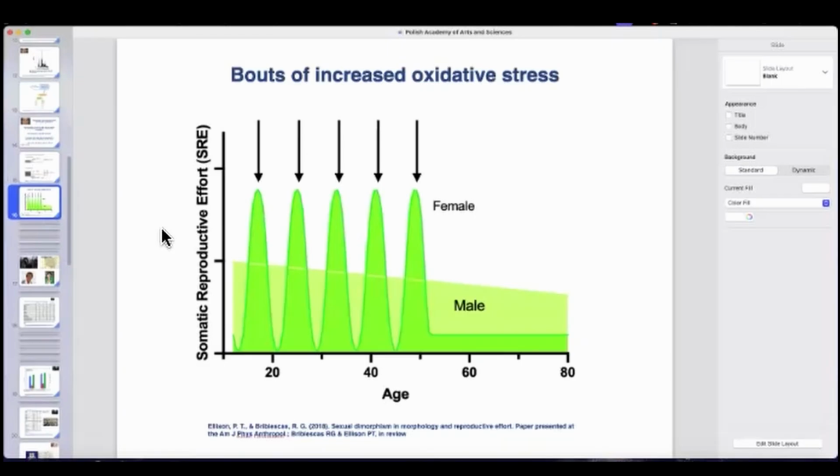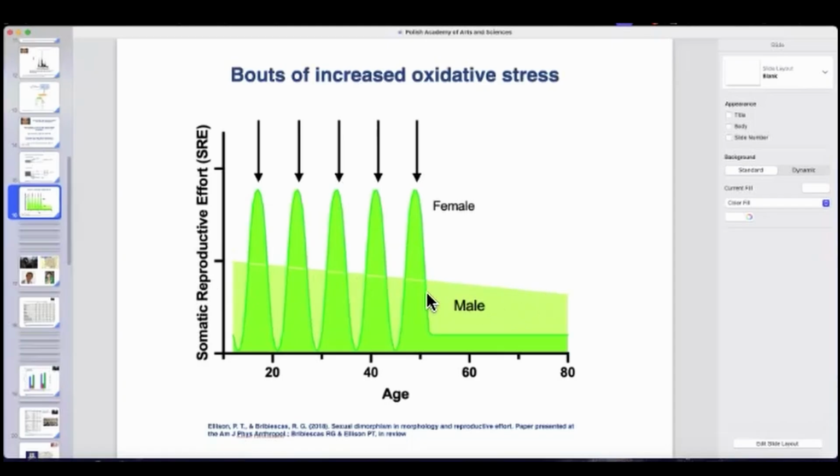And when you bring this all together for human models, we end up with some really interesting possibilities. In this case, this is a graph developed by Peter Ellison and myself. In these spikes, we've got a very basic model of human female reproduction, what we're calling somatic reproductive effort. Here's age. And in this case, we've got five bouts of pregnancy and lactation. There is a recovery period. But in each one of these bouts of reproduction, there is also a potential increase in oxidative stress. And so one of our predictions is that the more bouts of pregnancy and lactation you have, the greater exposure you have to oxidative stress, and that could contribute to accelerated aging.